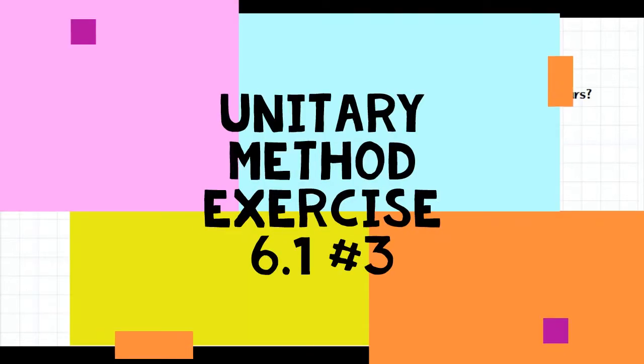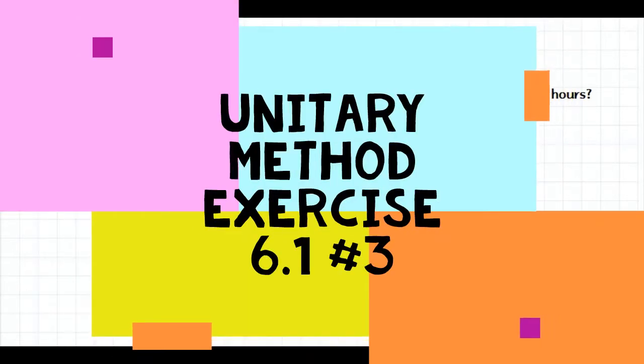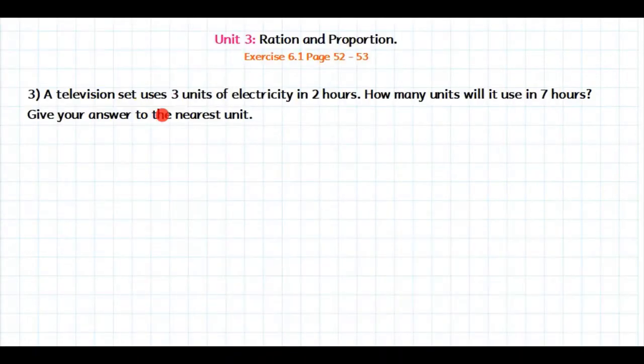Exercise 6.1, number 3. In this case, I decided to show you how to solve this exercise because it uses an interesting word, nearest unit. This is from unit number 1, I think, accuracy, remember? So I think that you will need a little help.